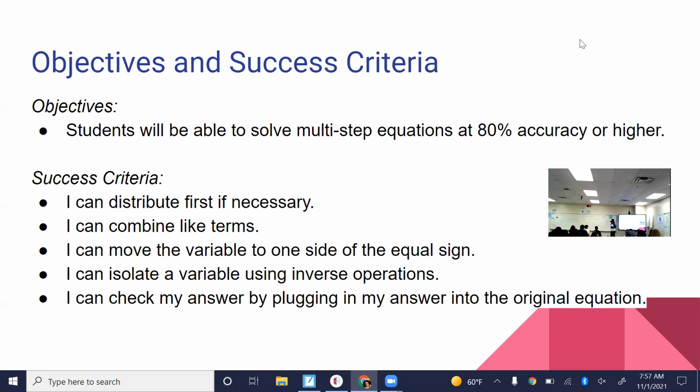Then third would be to move the variable to one side of the equal sign. So it doesn't matter what side, does it? Just pick a side and move it. Use your inverse operations to make sure that instead of having x's on both sides of the equal sign, you just have one x that you're dealing with.